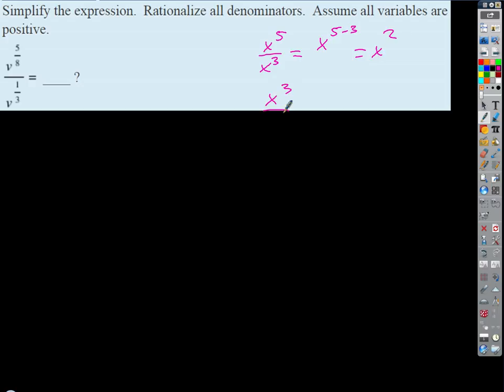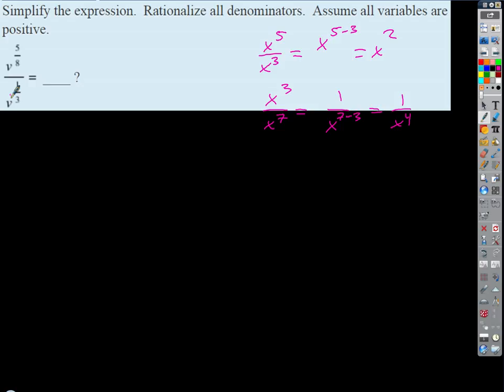What if I had x cubed over x to the 7th? Where does it go? Where's the base stay this time? Bottom, because bottom's bigger, right? So I get 1 over x to the 7 minus 3, which is 1 over x to the 4th. Well, what's bigger here, 5/8 or 1/3? What's bigger? 5/8 is. How would I know? In this case, it's pretty obvious because 5/8 is bigger than 1/2, right? And 1/3 is smaller.